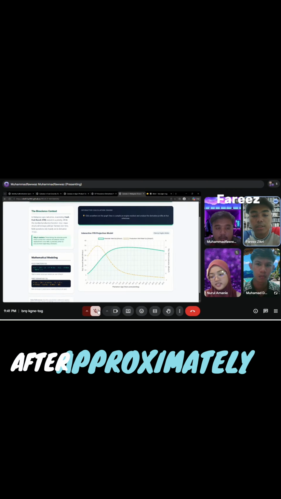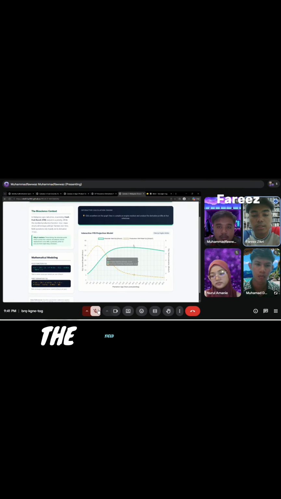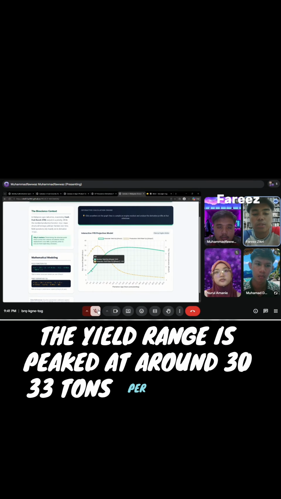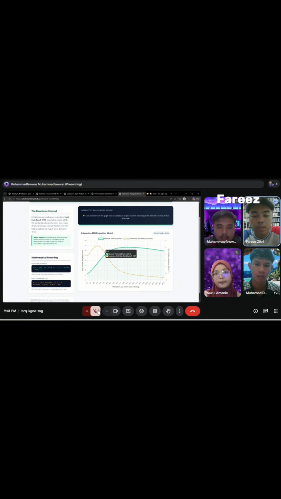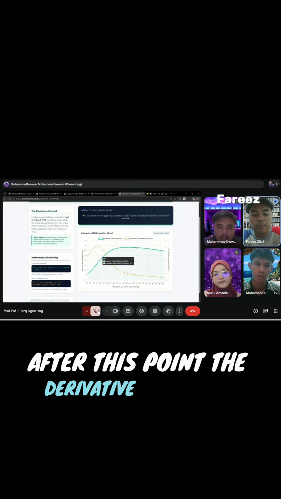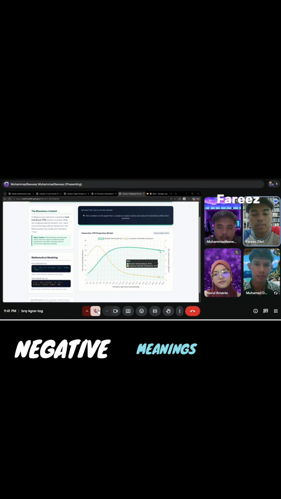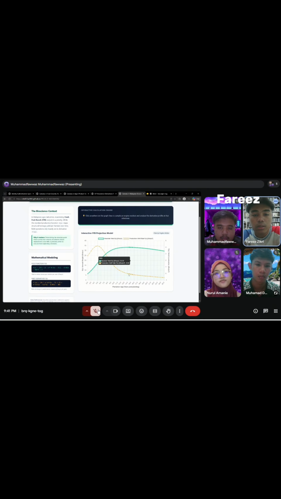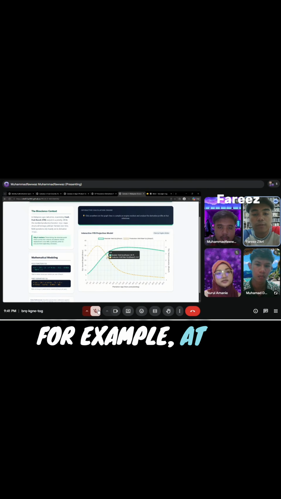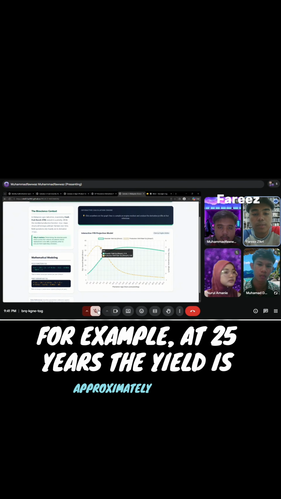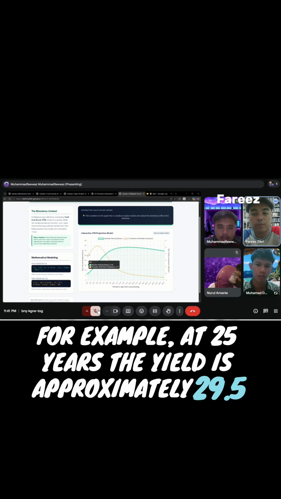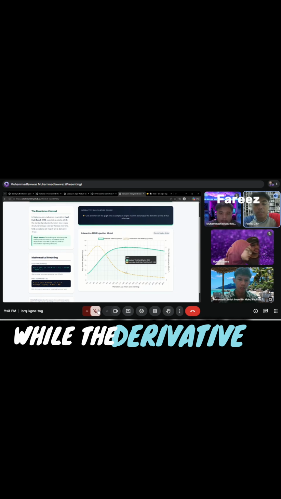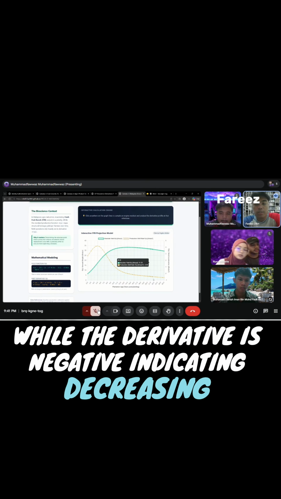After approximately 13 to 15 years, the yield reached its peak at around 33 tons per hectare per year. After this point, the derivative becomes negative, meaning the yield starts to decline gradually. For example, at 25 years, the yield is approximately 29.5 tons per hectare, while the derivative is negative, indicating decreasing productivity.